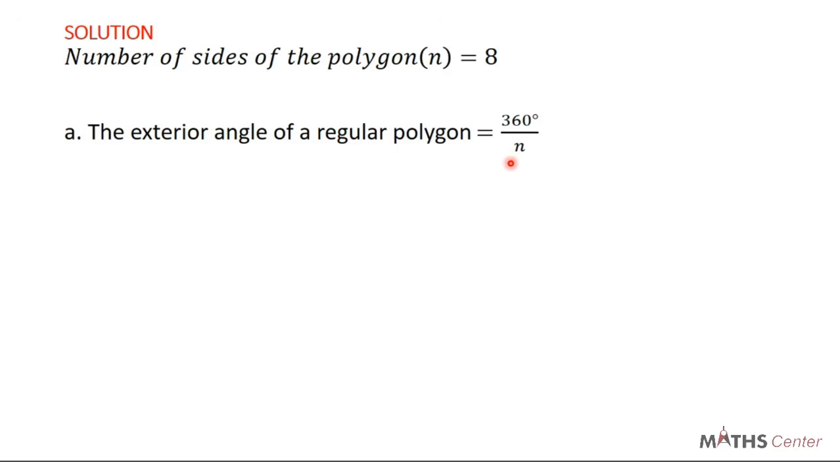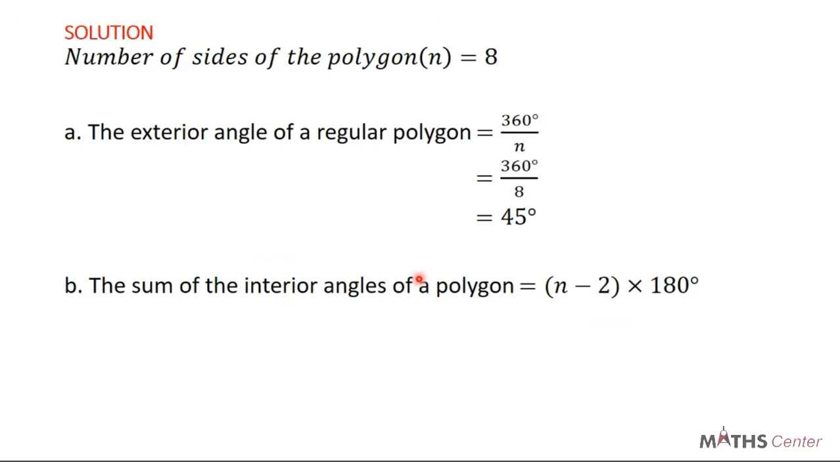We know that n is 8, so it's going to be 360 degrees divided by 8, and this is going to give us 45 degrees. So it means that each exterior angle of this regular polygon is 45 degrees. This is an 8-sided polygon, so it's called an octagon.